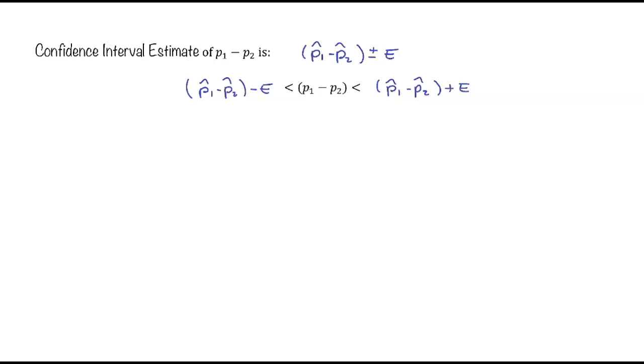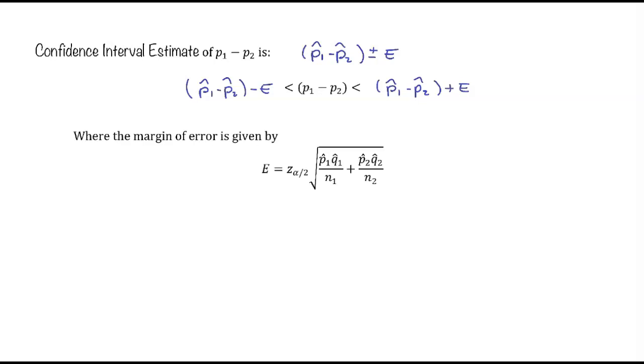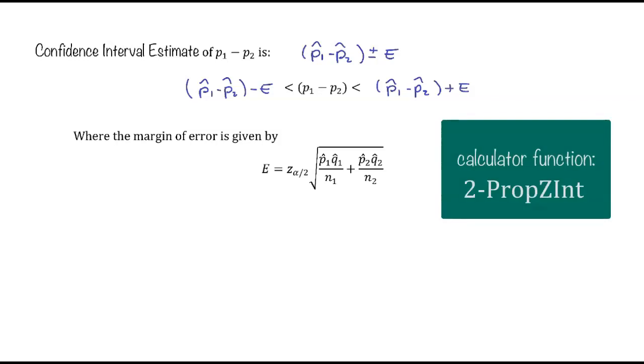The margin of error can be calculated this way. Our z sub alpha over 2 value is determined by the confidence level and our z distribution, and the rest is found by using our two sample proportions. The calculator function for constructing a confidence interval estimate of P1 minus P2 is 2-prop z int.